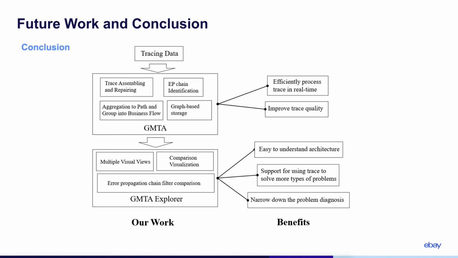As a conclusion, in order to resolve the high volume and quality issues of the trace, we implemented GMTA and use a graph-based principle. We process the trace data, recover it, and aggregate it into paths, then split it into business flows. Also, to help with discovering the error propagation chain, we use an analytical database and a graph database. We also implemented GMTA Explorer to help with use scenarios such as visualization comparison, error propagation comparison, and business flow comparison.